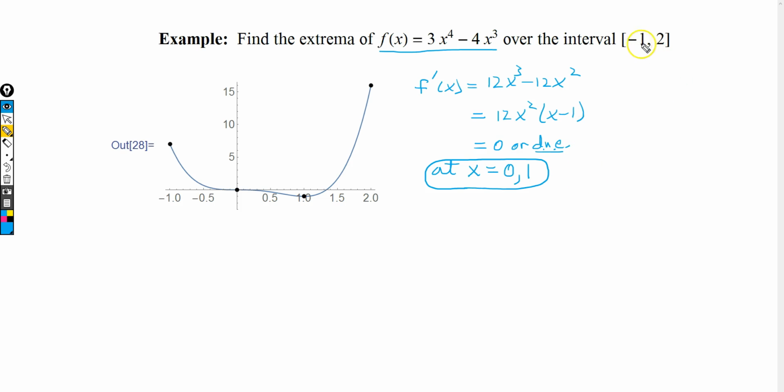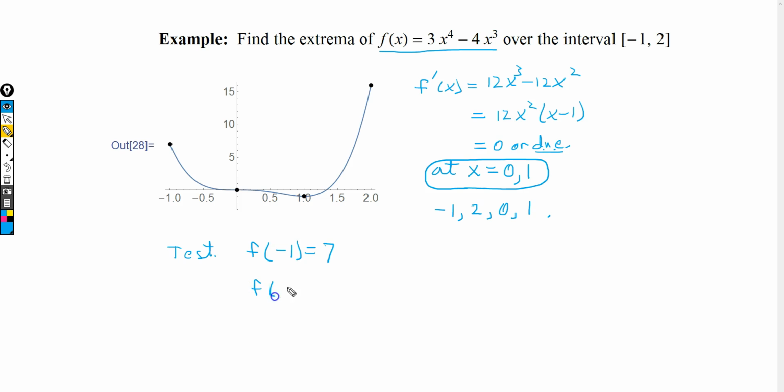Now we just have to throw our endpoints into the list. So then we have the points -1, 2, 0, and 1. And now we just have to test the function at all of these points. So now we test f of -1. If we put -1 in here for x, we get back 7. You can check that out.